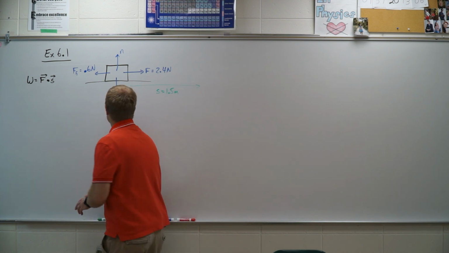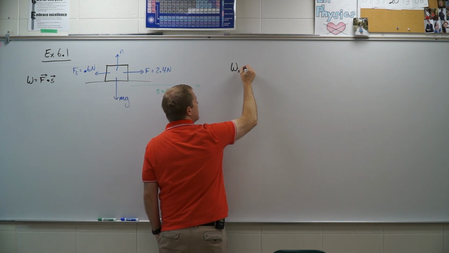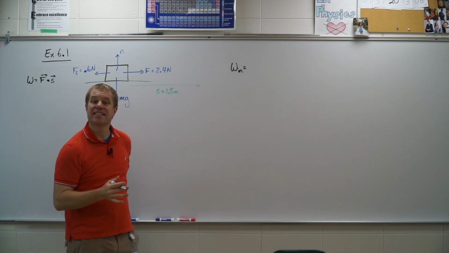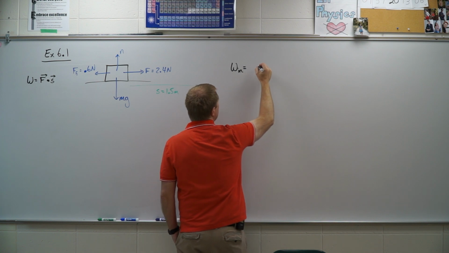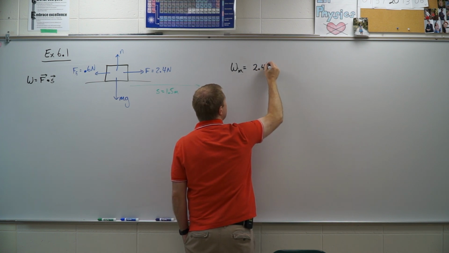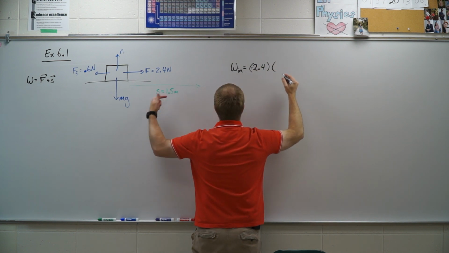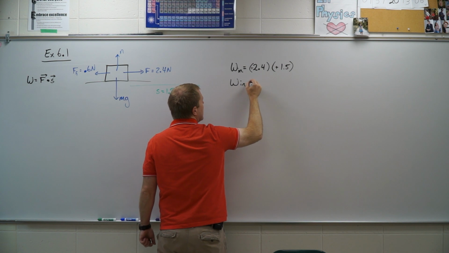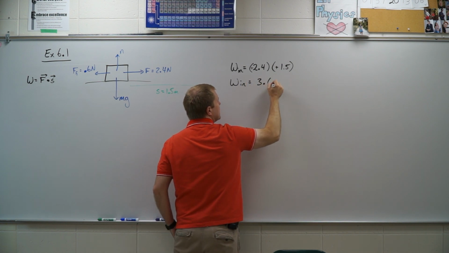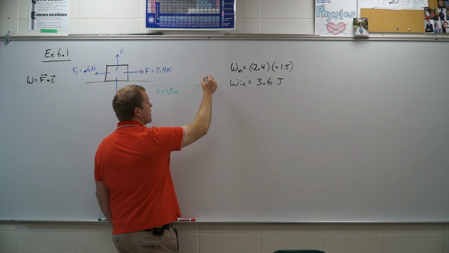So let's get started. To find the work done by the applied force, which we call an input work because it's typically adding energy, we're going to do our 2.4 newtons, and it's in my positive direction. So maybe I'll put even a little positive there, times positive 1.5. And so my work in is going to be 3.6 joules. So that is my work in.